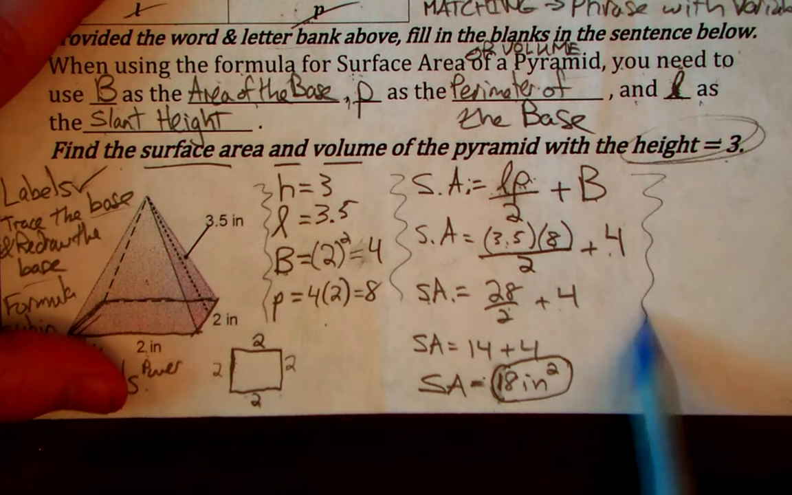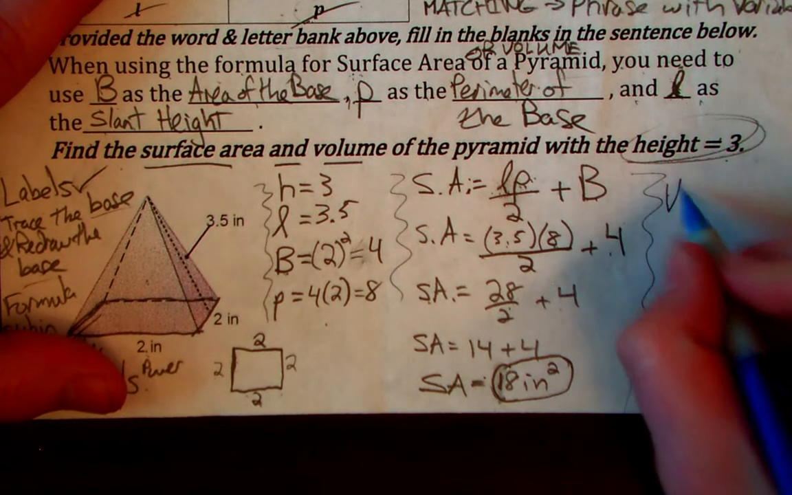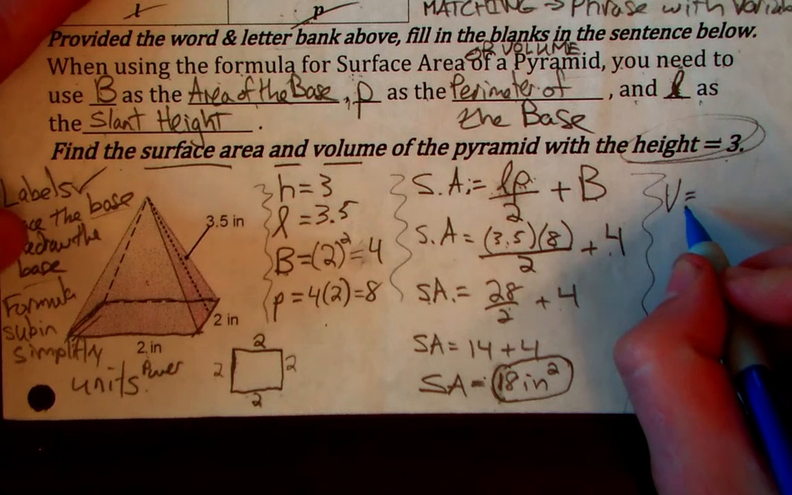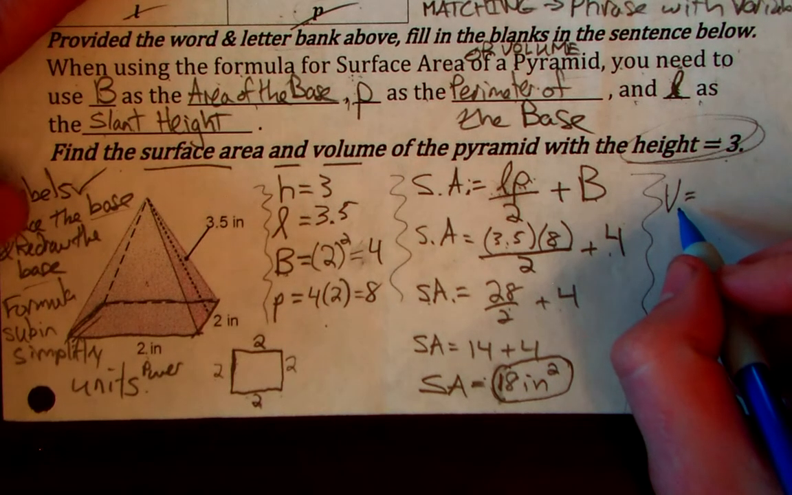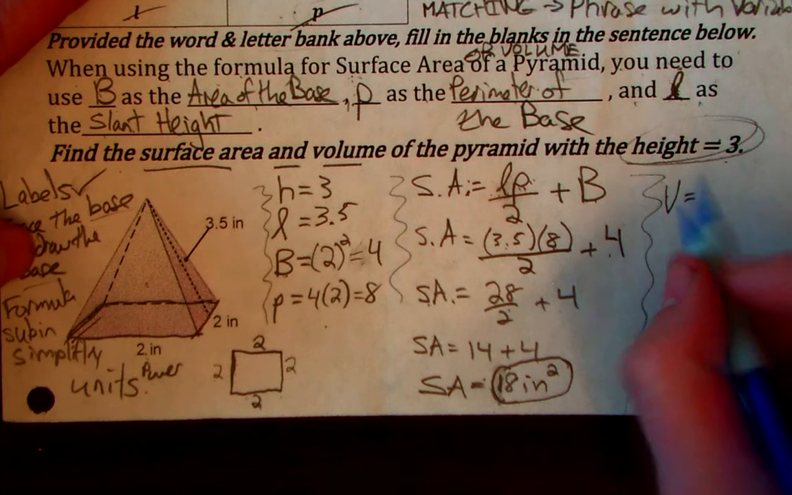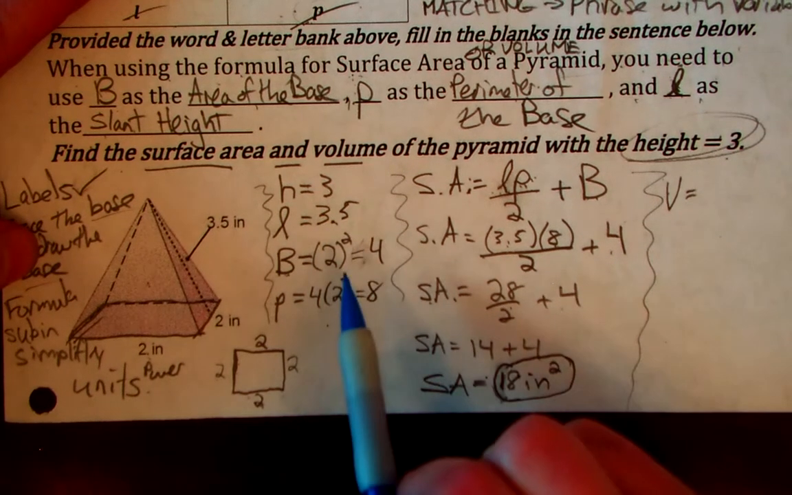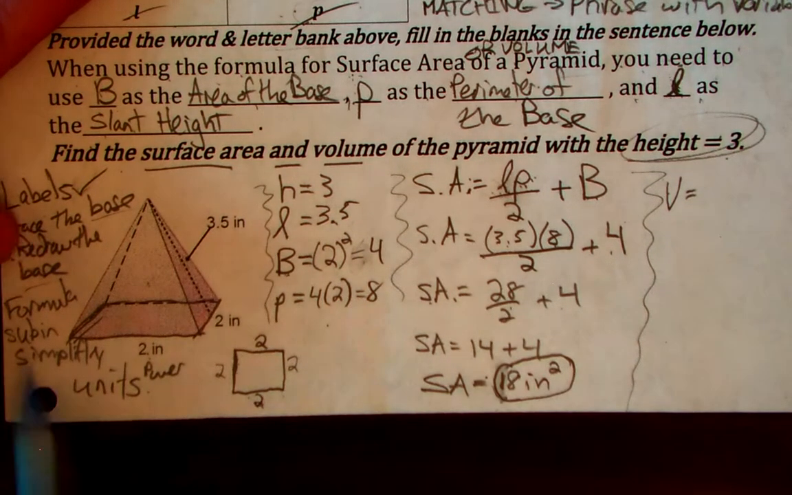So lastly, let me do this volume. And so again, I have my still the same labels, height, slant height, and area of the base. So let's have that formula, however.